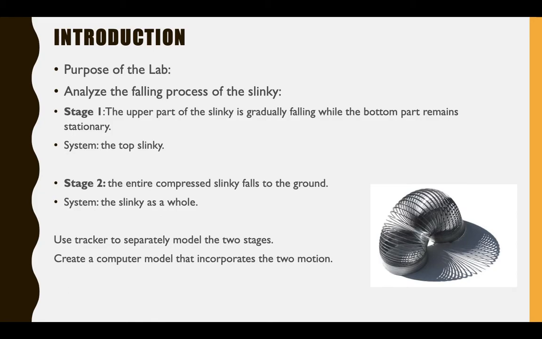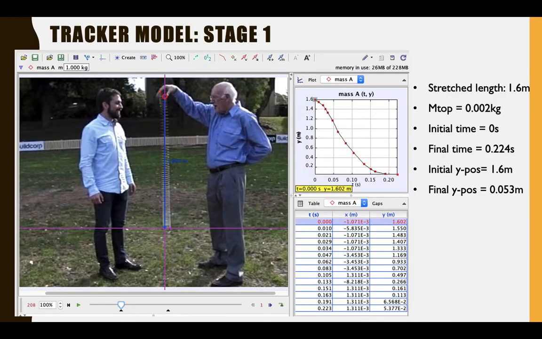Because the systems that I choose in these two stages are different, I use Tracker to separately model the two stages and then create a computer model to combine the two motions. This is the Tracker model for stage 1.